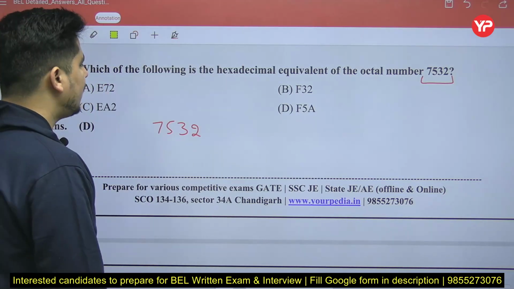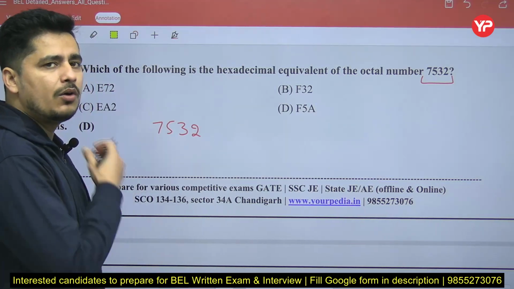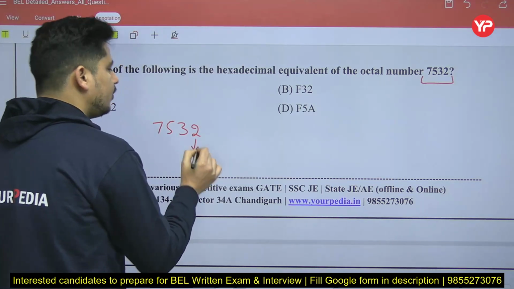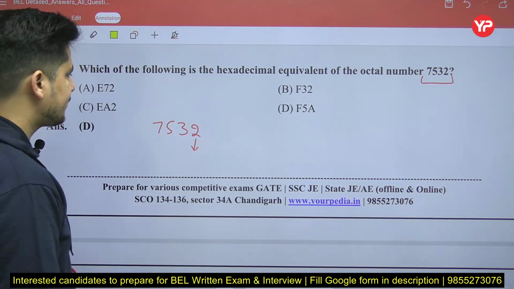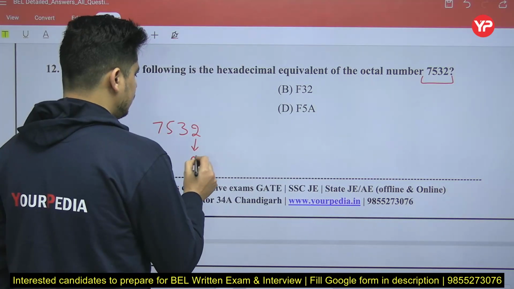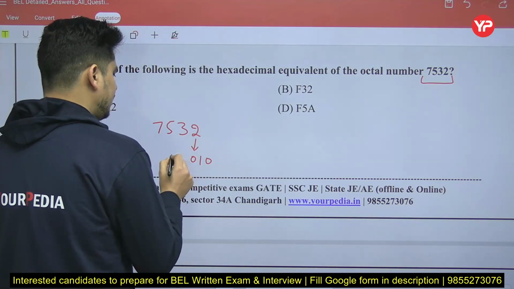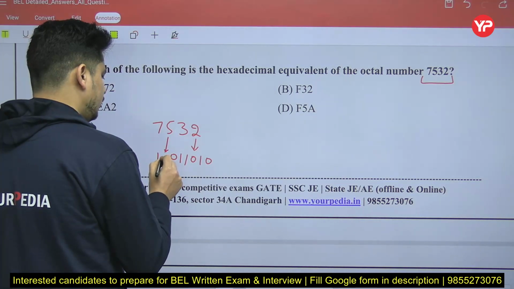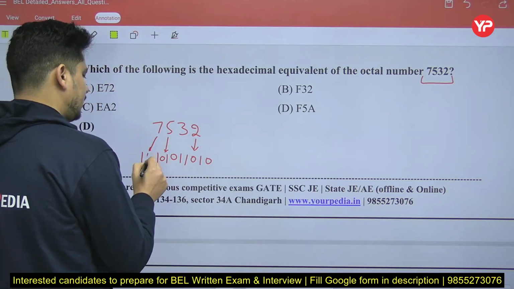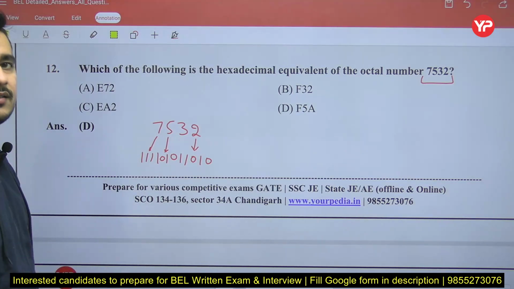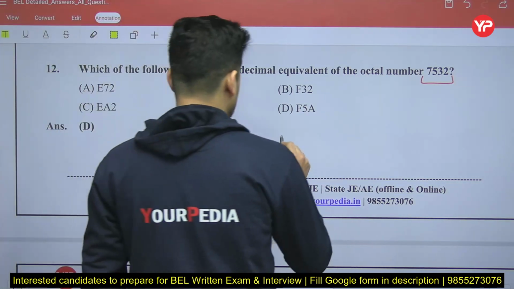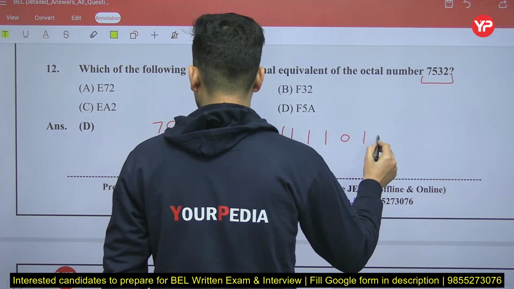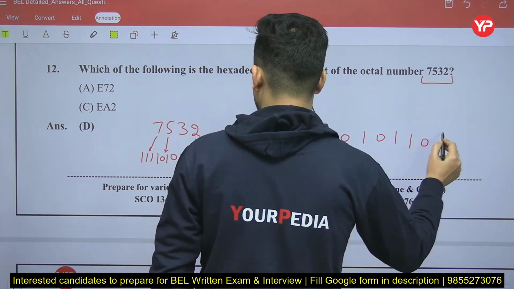So to write a binary number for an octal number, we have to write a 3-bit code for each digit. So 2 can be written as 010. 3 can be written as 011. 5 can be written as 101. 7 can be written as 111. After writing this, I am writing it here: 111 101 011 010.